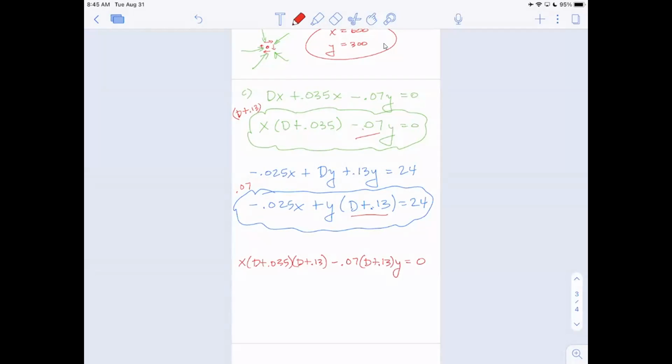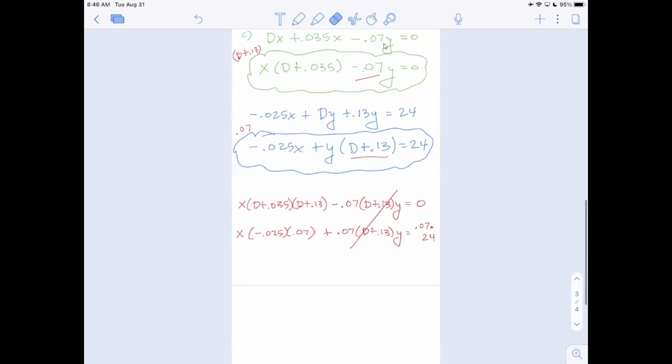And then look what happens with x. I've got x times negative 0.025, and now times 0.07. And I've got plus 0.07 times D plus 0.13 times y, which is good because I can see now that these are just going to cancel. They're exactly the same, which is the whole point of this. And then times 0.07 times, I suppose that looks like a multiplication. It looks like an x, so I'll use a dot. So now I can add these.